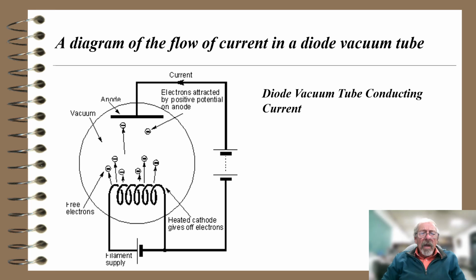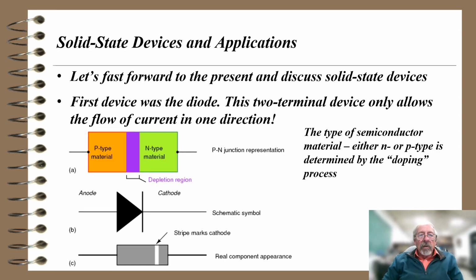And if I put a metal plate inside the vacuum tube that's connected to the positive side of the battery, those electrons are attracted to it, and thus we have a current. So this is a diode vacuum tube conducting a current. But the current will only flow in one direction. So let's fast forward to the present and discuss solid state devices.